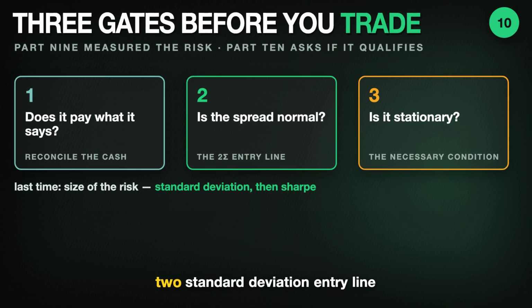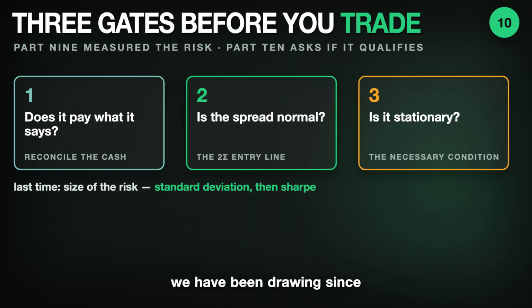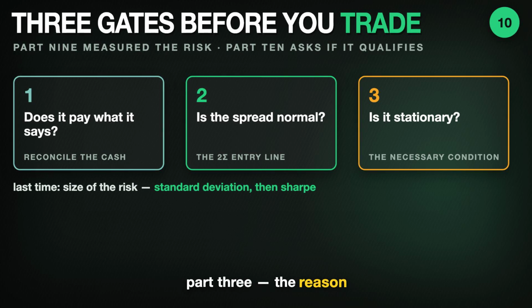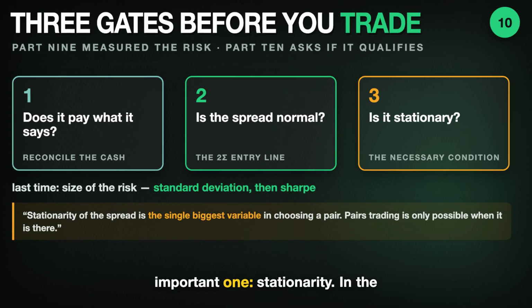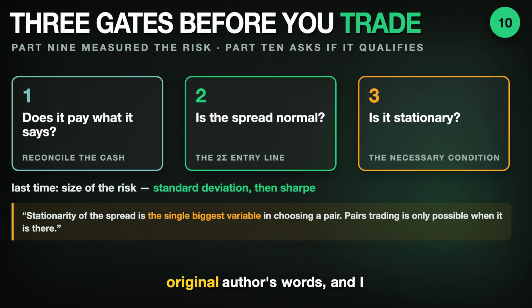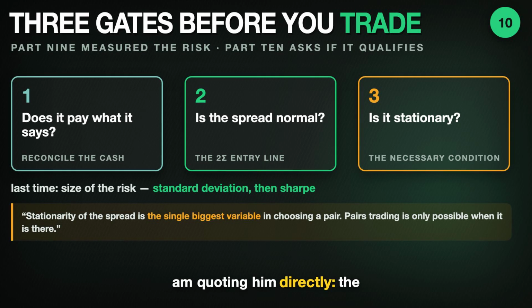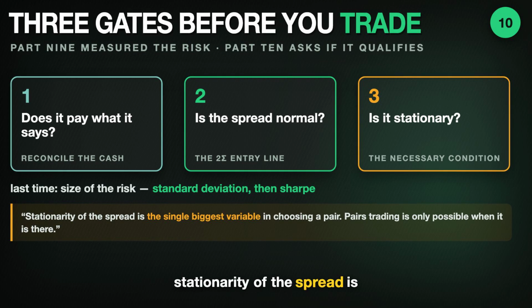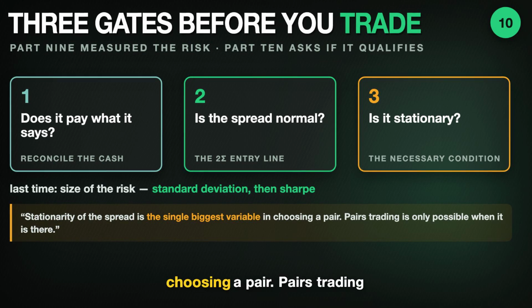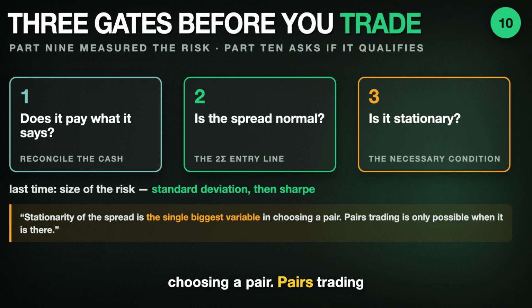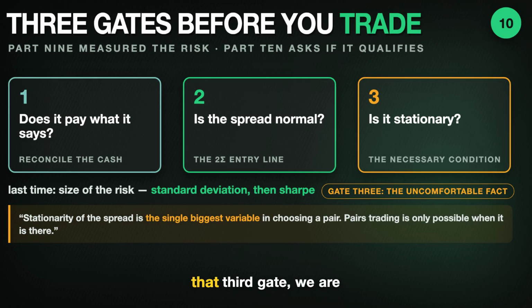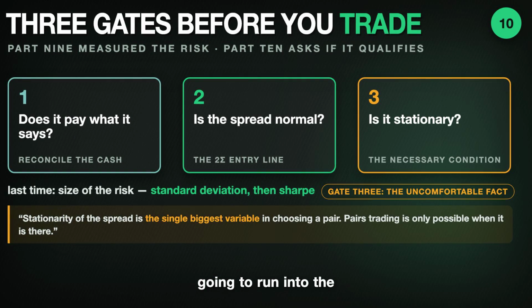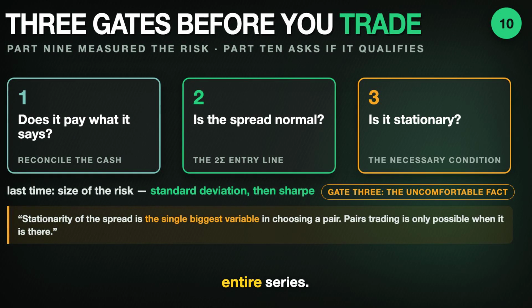That plus or minus 2 standard deviation entry line we have been drawing since part 3. The reason it exists is here. And the third gate, the most important one: stationarity. In the original author's words, and I am quoting him directly, the stationarity of the spread is the single biggest variable in choosing a pair. Pairs trading is only possible when it is there. And standing at that third gate, we are going to run into the most uncomfortable fact in this entire series.